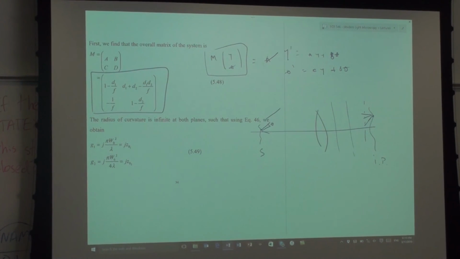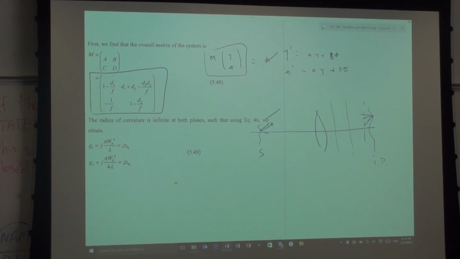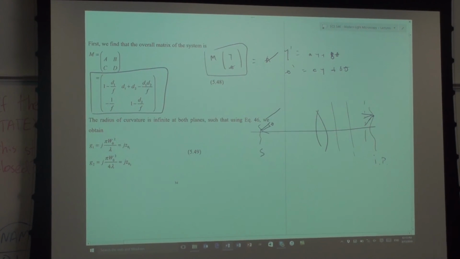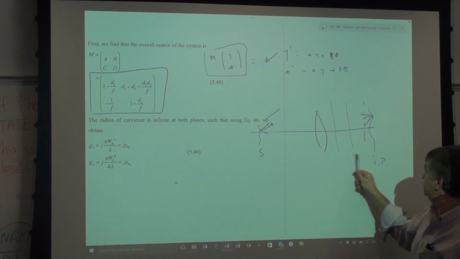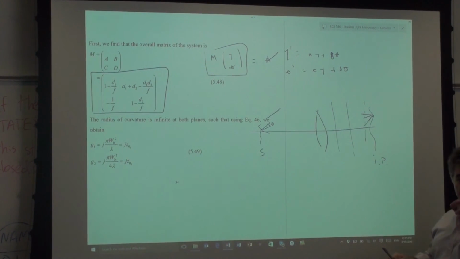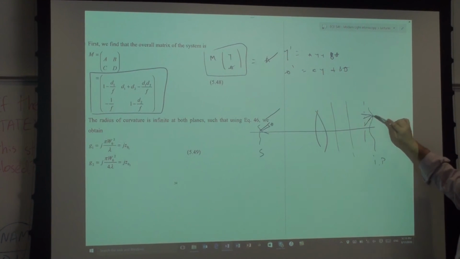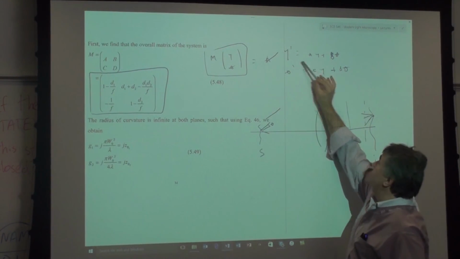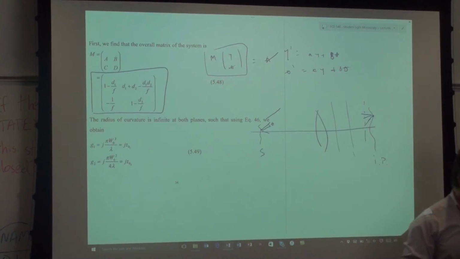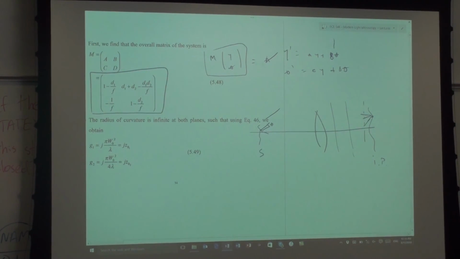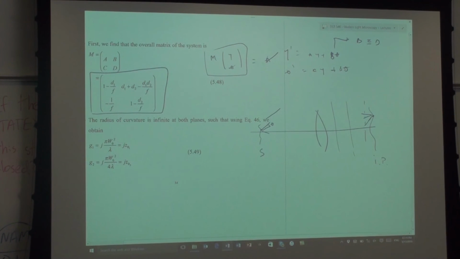This matrix covers all the cases. It doesn't care. You pick a ray, it's going to give you where the ray is at any plane here, okay? So what changes is your D's will change. But the condition for imaging is that y prime not depend on theta, which means that D has to be identically 0.